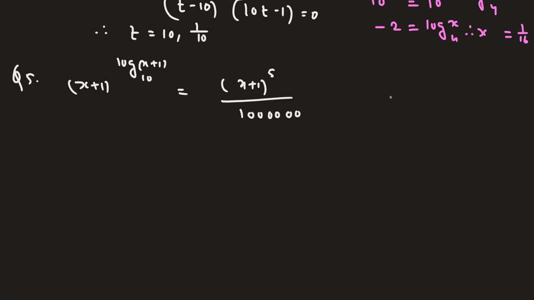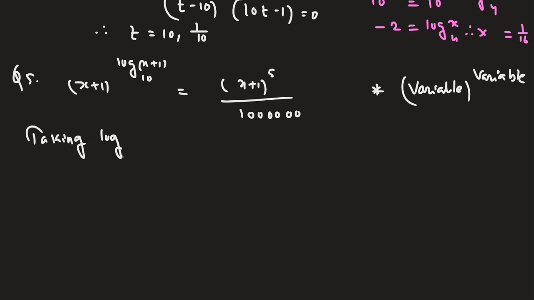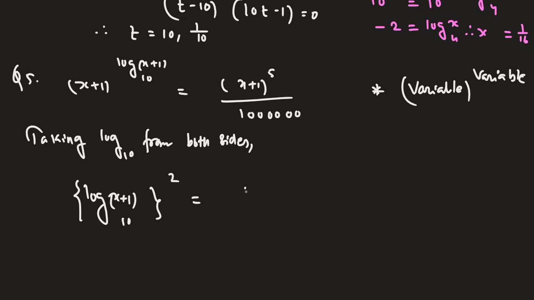When we have variable, remember this technique, dear student, when you have variable to the power variable, so from both sides you have to take the logarithm, you have to introduce the log. So now taking log base 10 from both sides, so what we have log of x plus 1 base 10, and log of x plus 1 base 10 in the power, it will come outside, so it will be whole square. And here we have 5 times of log x plus 1 base 10, here minus 6.